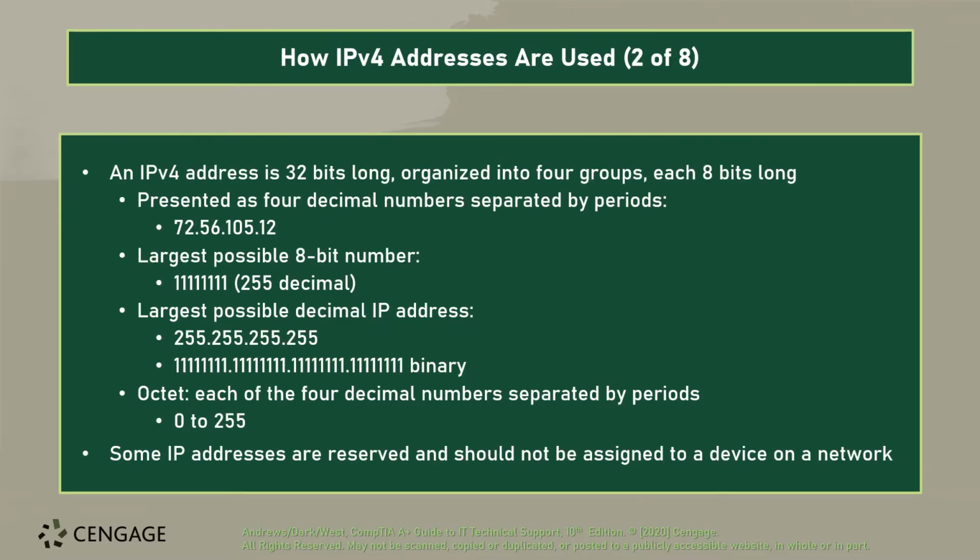So here we see an IPv4 address drawn out in several different categories. We have the dotted decimal version, 72.56.105.12. Dotted decimal meaning that we have 4 groups, 8 bits long, called octets, and each of them are representable from 0 to 255. So we represent this in binary as the largest possible 8-bit number, 11111111, which is essentially saying 2 to the 7th power plus 2 to the 6th plus 2 to the 5th plus 2 to the 4th, and so on, until we get 255.